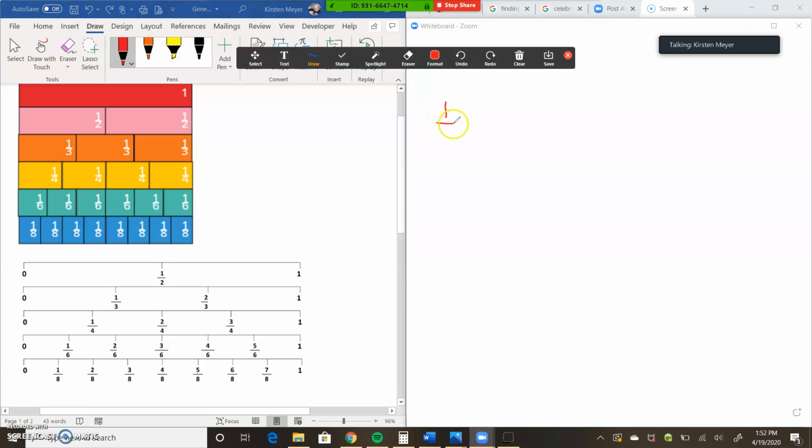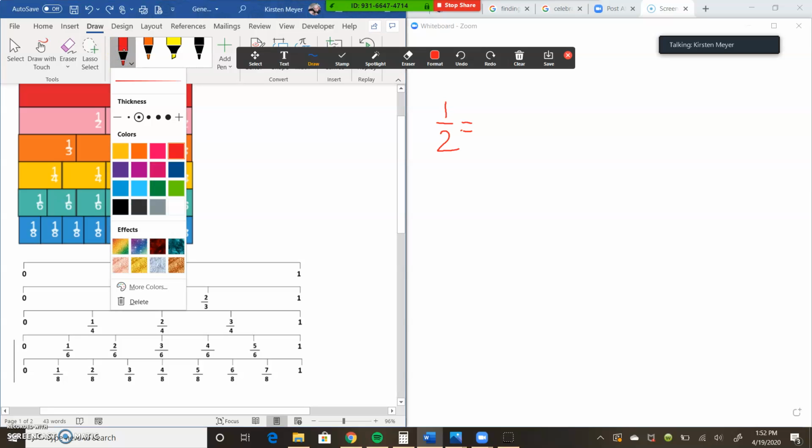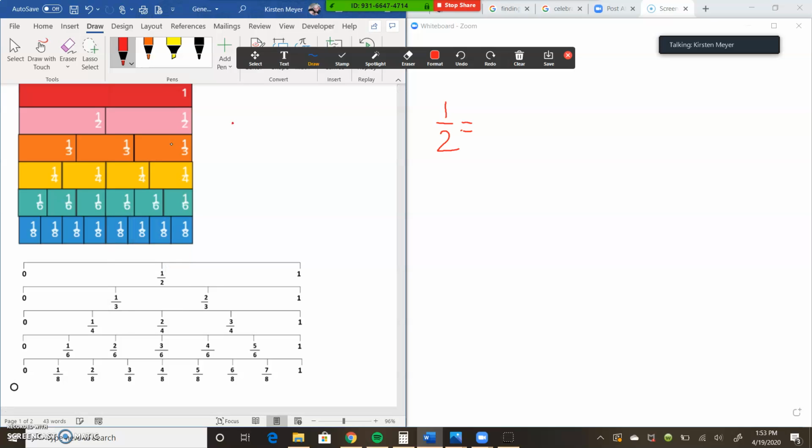Yesterday, we said, what if we started with 1/2? How could we generate a fraction that was equivalent, meaning it represented the same amount, but showed it in a different way? So we learned we could look at our models. So for instance, over here, we could look at 1/2. And when we looked at 1/2 on our bars, that was right here.